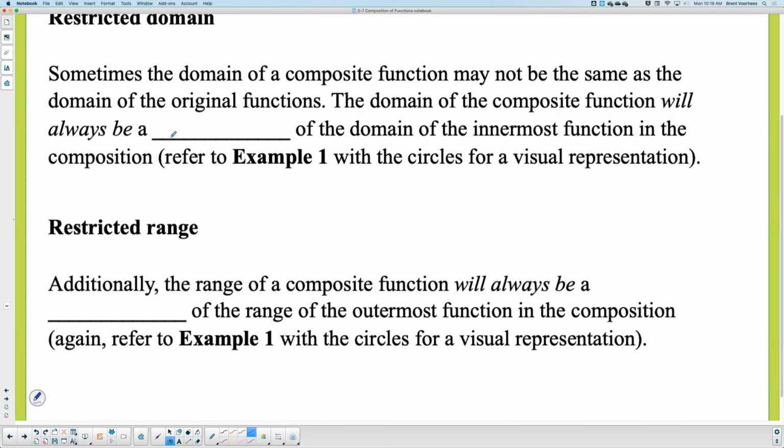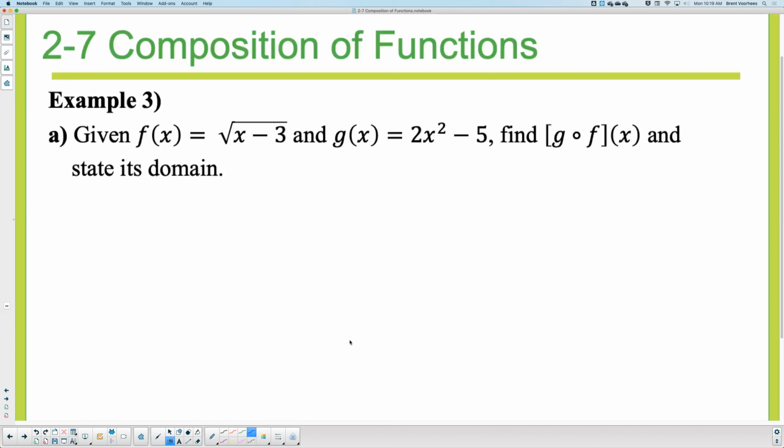Given these two functions, find g of f of x and state its domain. So let's just start with the obvious here. The domain of f, is it all reals? Remember the three things that can eliminate a domain: division, you can't divide by 0; a square root, can't take a square root of a negative number; and a logarithm. Logarithms must be positive. Do I have any of those three symbols here?